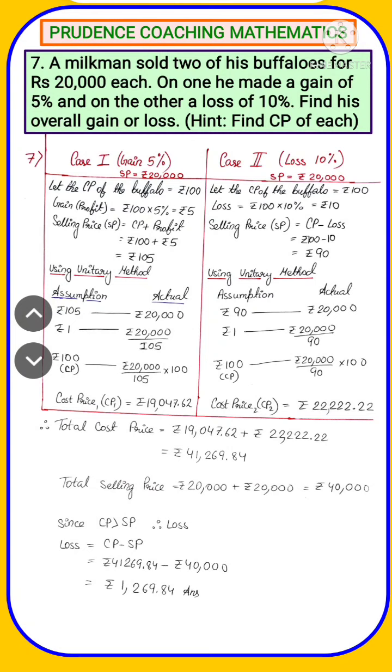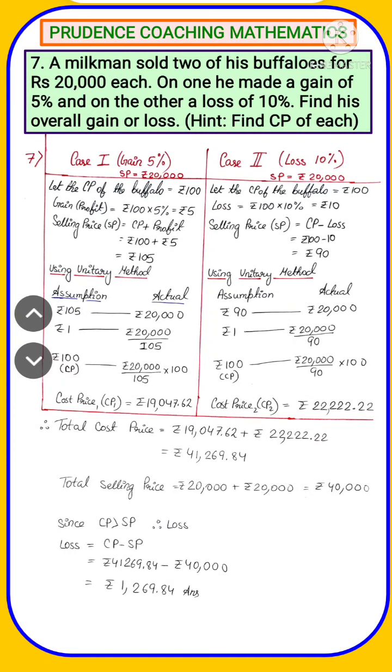So my dear students, here if we add this to this cost price, we will get the total cost price, that is equal to rupees 41,269.84 paise. So this is our cost price, and we know our total selling price. According to the question, we will add this value, that is 20,000 plus 20,000, you are getting 40,000. Now as you can see here, the cost price is more than the selling price. Whenever the cost price is more than the selling price, then you will get a loss. So we have written, since the cost price is greater than SP, therefore loss.